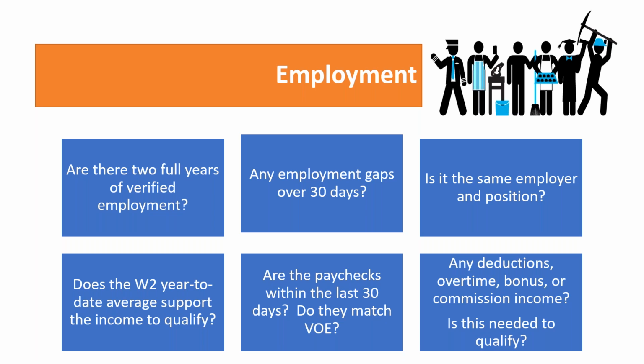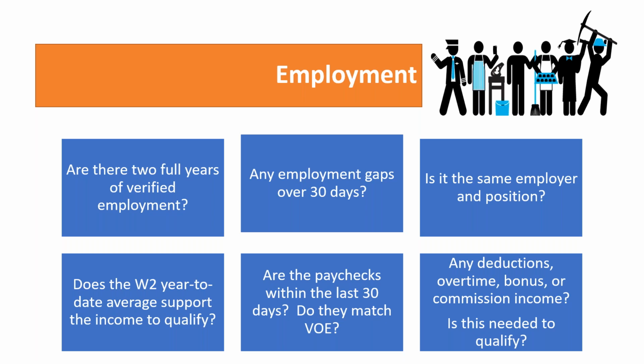When looking at employment, we need 2 full years of verified employment. Any employment gaps over 30 days must be answered. Has the borrower been with the same employer and same position? Does the year-to-date average on your W-2 support the income to qualify? Are the paychecks within the last 30 days? And do they support your year-to-date average? And does that average match your verification of employment? Are there any out of the ordinary deductions? For example, child support.